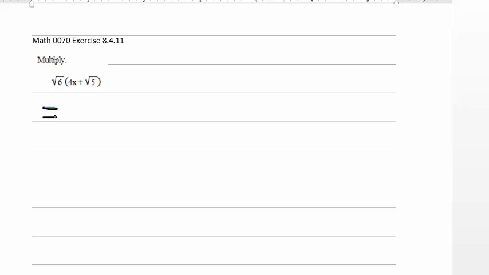Typically, whenever you multiply, in a sense, this is a one-term factor. So we're multiplying a one-term factor times a two-term factor. So 4x is one of the terms here, square root of 5 is the other. So we are simply going to use the distributive property. We multiply square root of 6 times 4x. We add to that, copying this operation, the square root of 6 times the square root of 5.